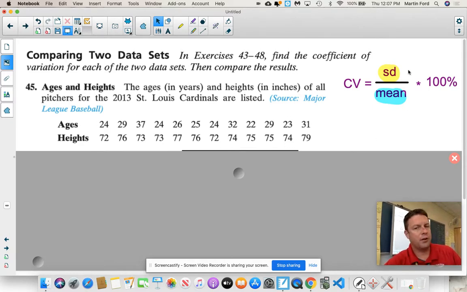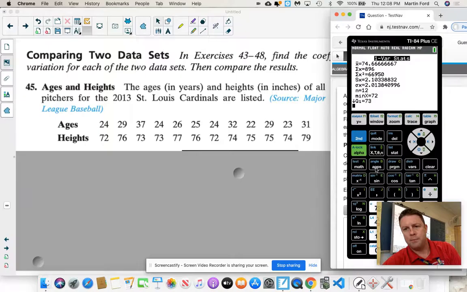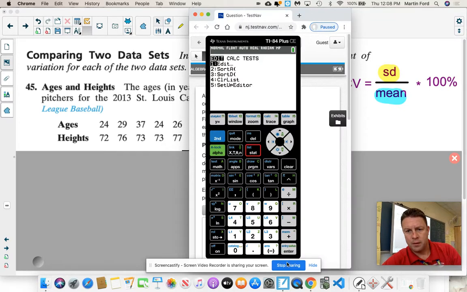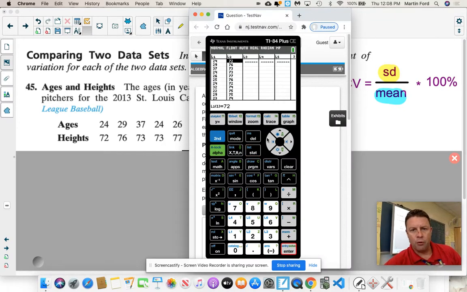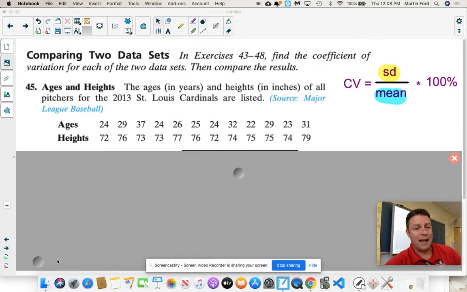In order to find the coefficient of variation, you need to find the standard deviation. You divide that data's standard deviation by the mean, and that proportion, you times it by 100. Okay, so let me explain. First thing I'm going to do is put all my ages into L1. If I go over to stat, I put all the ages inside of L1, and then I put all the heights inside of L2. And for both of those, I ran a one variable stat analysis.